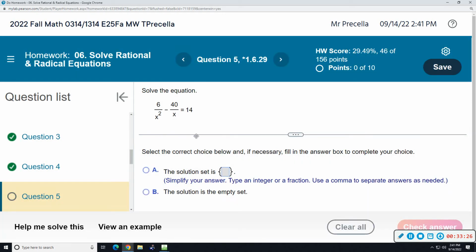On number 5, suppose you have repeated factors in the denominator, but one has an exponent and one doesn't. Let me write it down. Like if you have x and x squared, or x and x cubed.